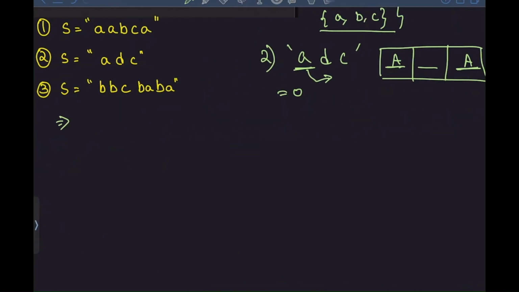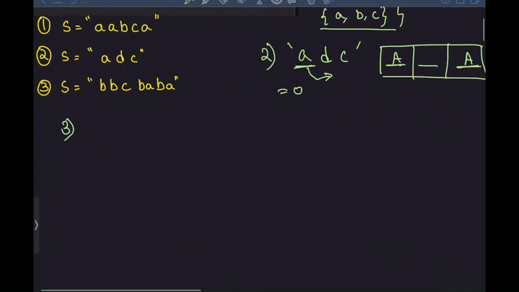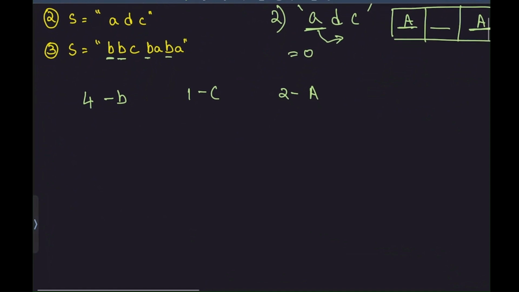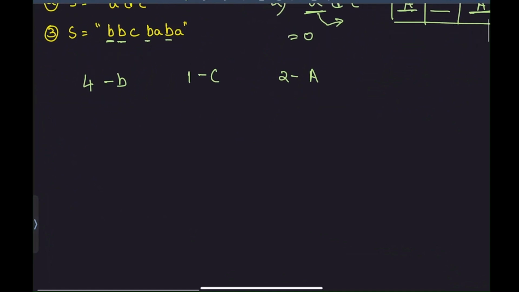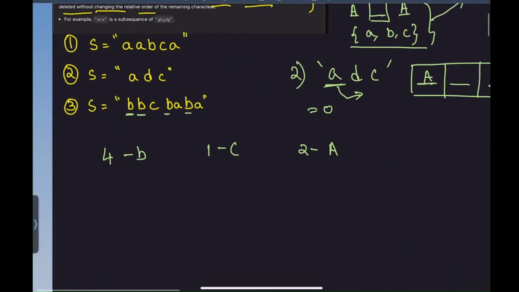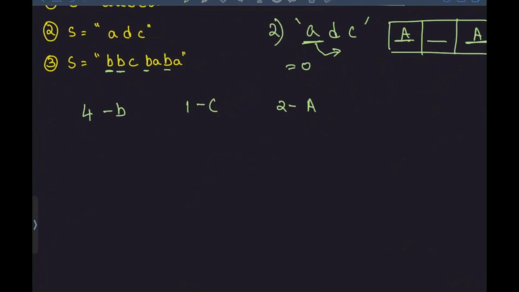Now let's just go with the third example. If we consider this third example, we have a B, this B, this B, and B, B. There are 4 occurrences of B, 1 occurrence of a C and 2 occurrences of A. Out of this, let's go with the first initial approach where we just calculated the palindromic strings.